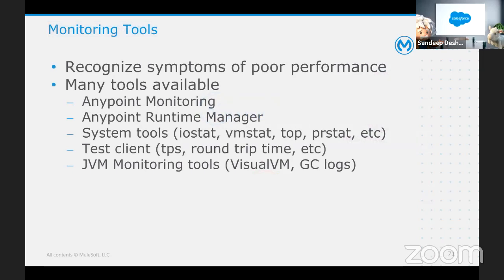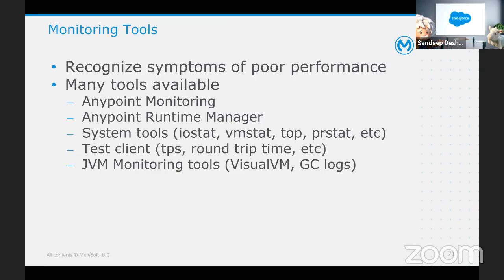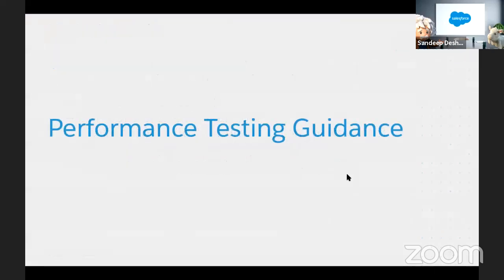Again, for the monitoring tools that we discussed, we have Anypoint Monitoring. If you have a Titanium subscription, you get a lot of graphs and insights on all the applications that are deployed. Next, in Runtime Manager, you can also see how the server is performing, and how the CPU and memory are being allocated to a particular worker. There are also JVM monitoring tools like VisualVM, GC tools, and others you can use.